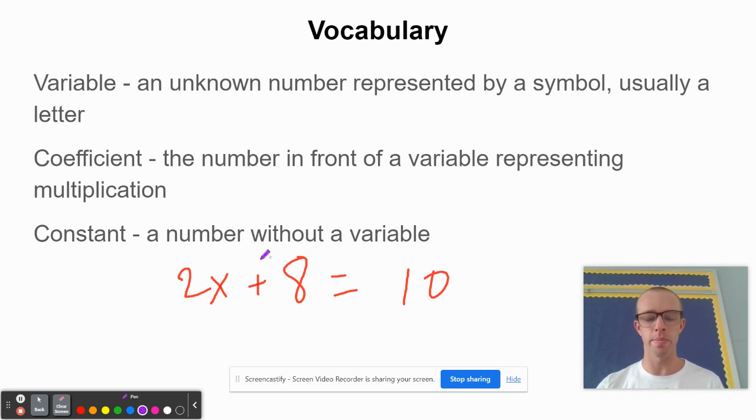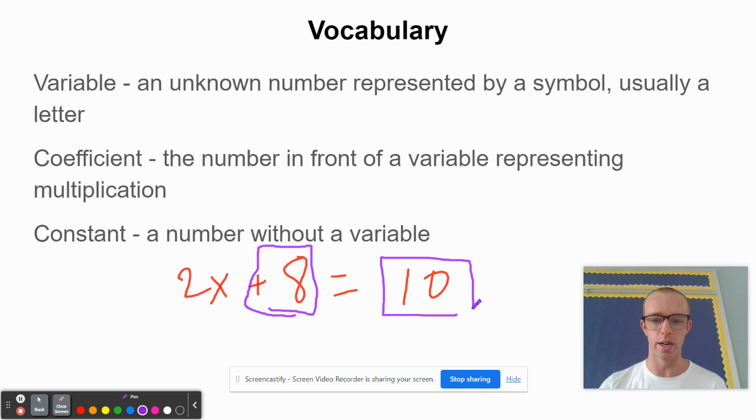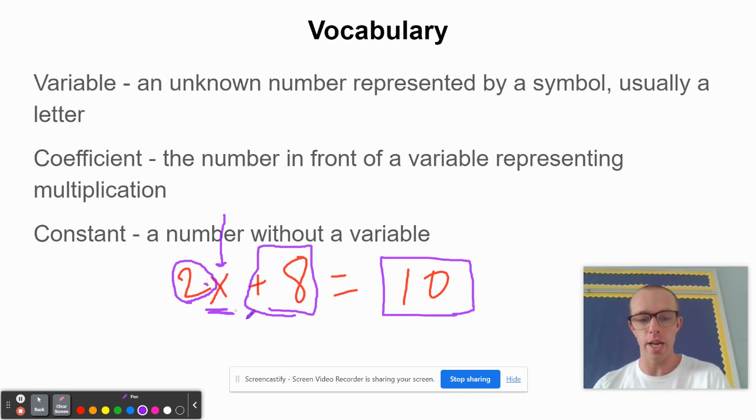Well, if you understand the parts, it becomes a lot easier. So here we have the constant, right? This is a number by itself. There's no variable included. There's also another constant over here. All right. Here I have the variable, the symbol or letter that represents an unknown quantity. We don't know this value yet, but we could figure it out. And then lastly, we have the coefficient, the number next to the variable representing multiplication. So this really means 2 times x plus 8 equals 10.